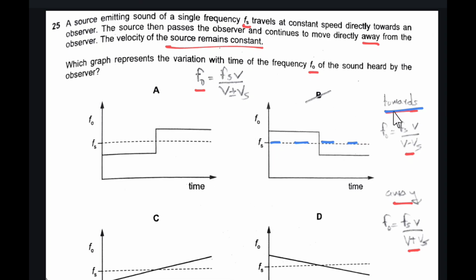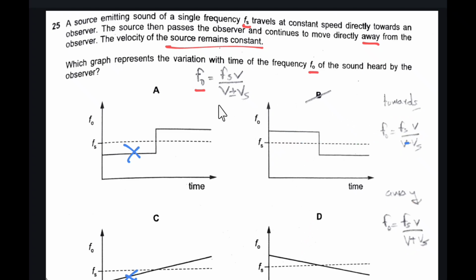First of all, the source moves towards the observer, so there would be a minus, thus the denominator value is less, thus the FO value is more. So FO is more than the source frequency. This value is more and this value is more, but this is less and this is less, so options A and C are wrong. Then for B and D, which one is correct?